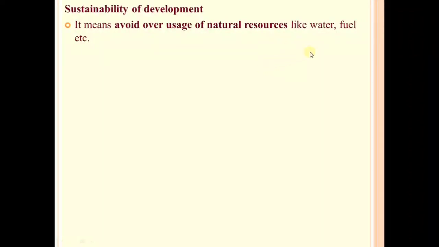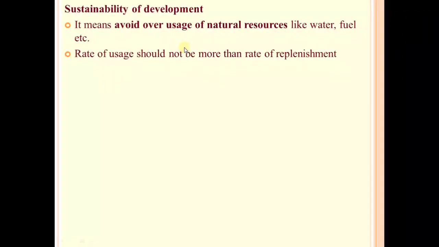Now, there are two types of natural resources, renewable and non renewable. Renewable means those natural resources which will be replenished by nature itself. For example, water: if there is rain, then water will get replenished. But there are a few non renewable resources like fuel. It will not be replenished, so if it is over, then we cannot have it again.